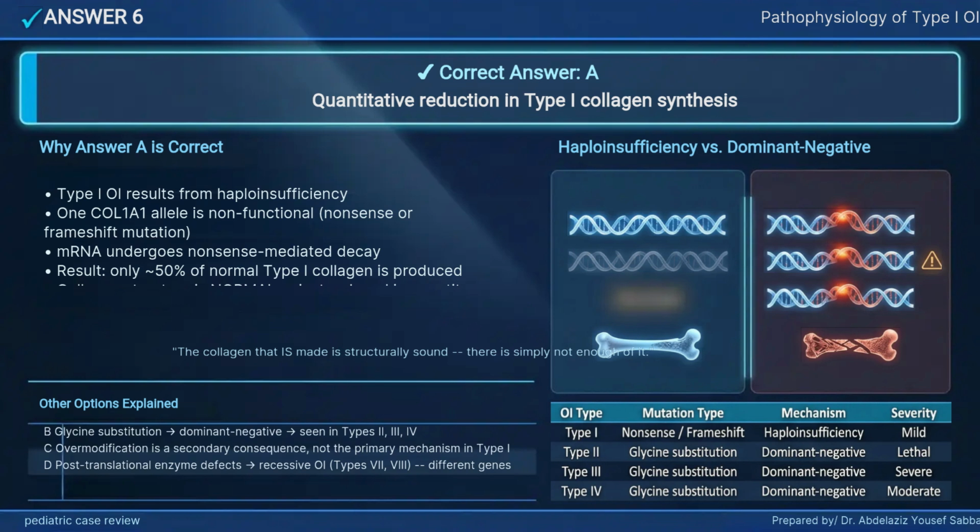This contrasts with types 2, 3, and 4 where glycine substitutions cause a dominant negative effect producing structurally defective collagen. Remember the key table. Type 1 is haploinsufficiency with mild severity, while types 2, 3, and 4 involve glycine substitutions with dominant negative mechanisms and increasing severity.